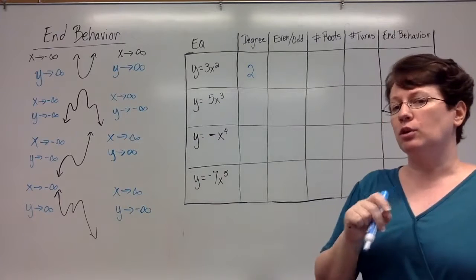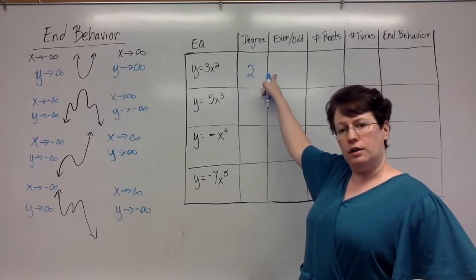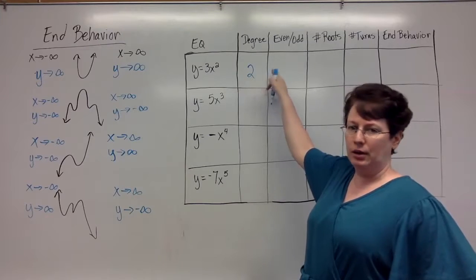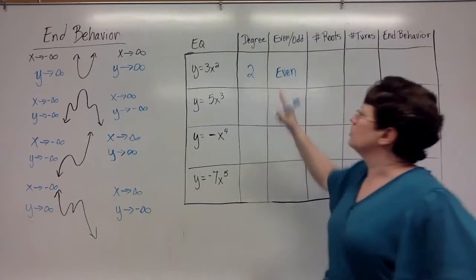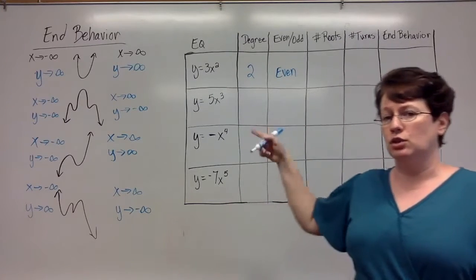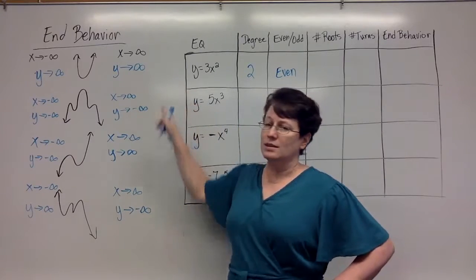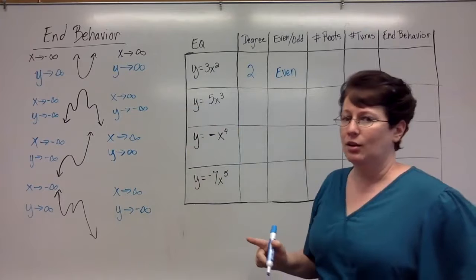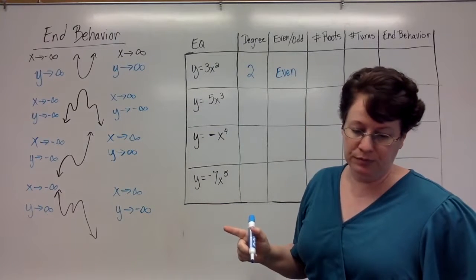So, follow-on question. What kind of number is 2? Is it even or odd? I know, it's elementary school, Mrs. Boots, come on. It's an even number. Here's the cool part. If it's an even number, as in your degree is even, both end behaviors go in the exact same direction. So they're both going in the exact same direction.